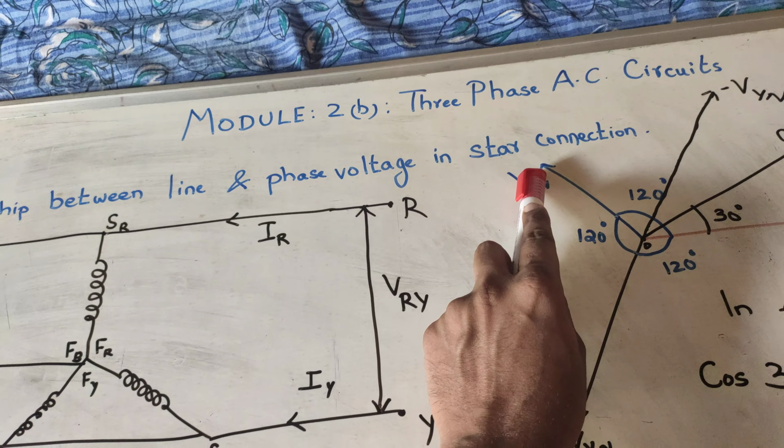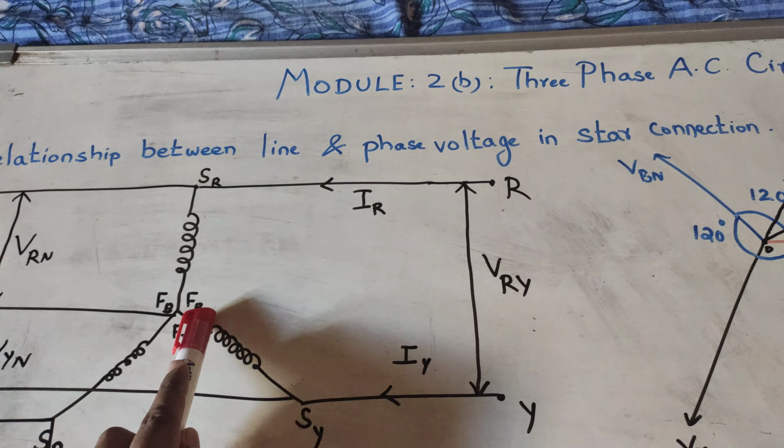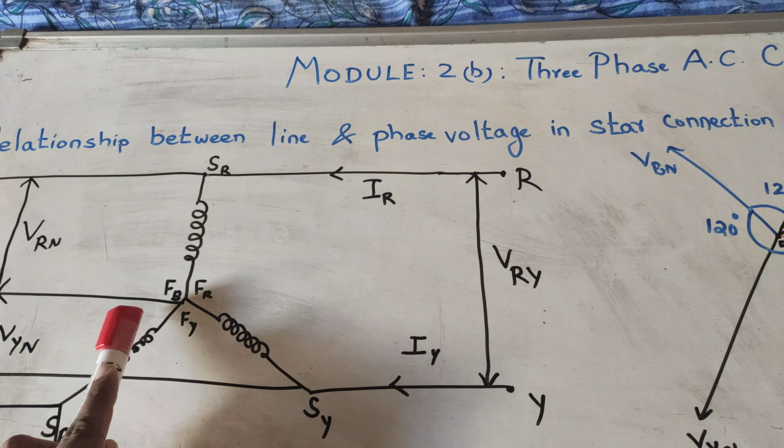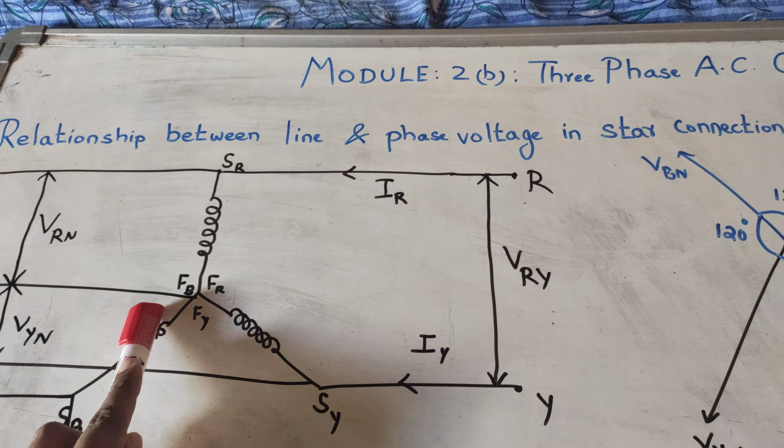What do you mean by star connection? If the finishing ends of Y, finishing ends of R and finishing end of B are connected to the common point, we call it as star connection.